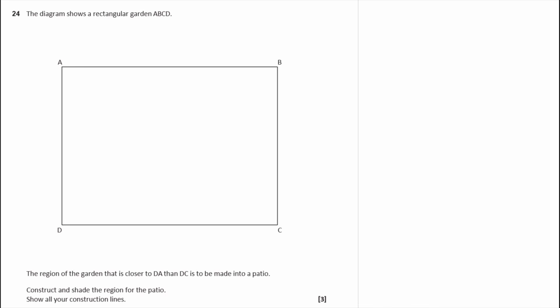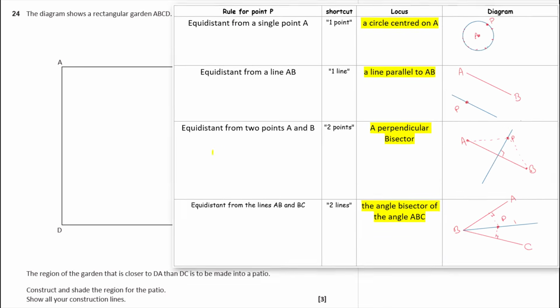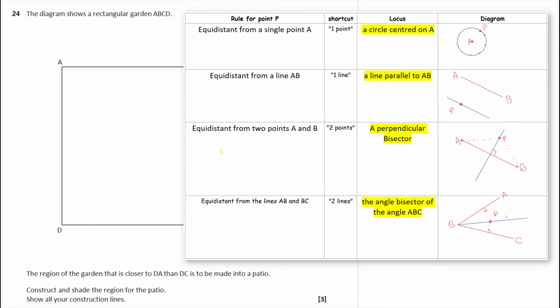Now there are a number of different loci that you need to know for these exams. I'm just going to pull up a summary here. These are the four that you need to know. You need to know the locus of points that are equidistant from a point, from a line, from 2 points, and from two lines. Now this particular construction, we need to find the points that are closer to one line than the other. So in order to do that, we're going to find the points that are equidistant from two lines first, and then from there we can know which ones are closer. Okay? So we're going to use this construction here. So for two lines, the construction we need to make is an angle bisector.